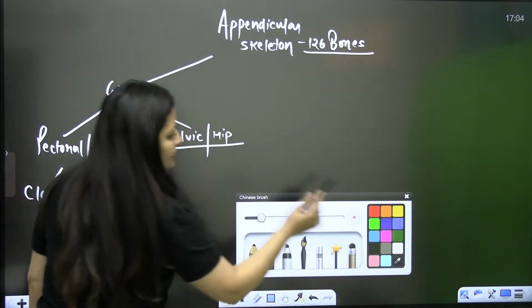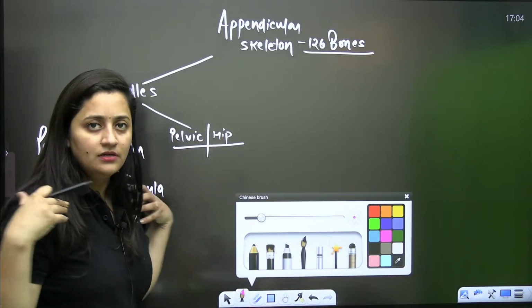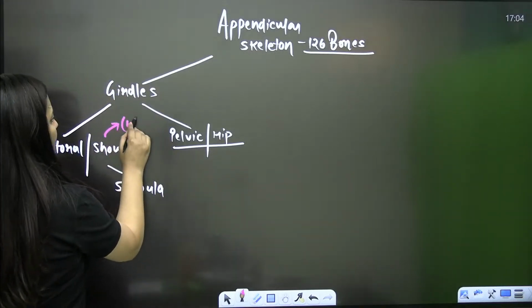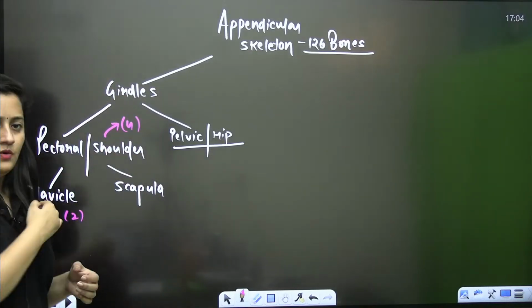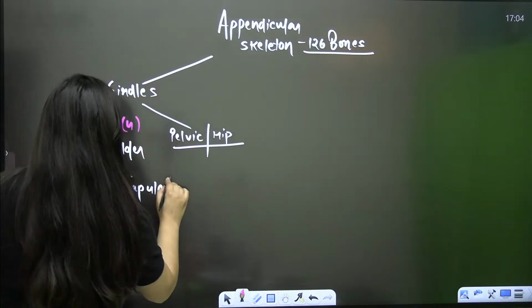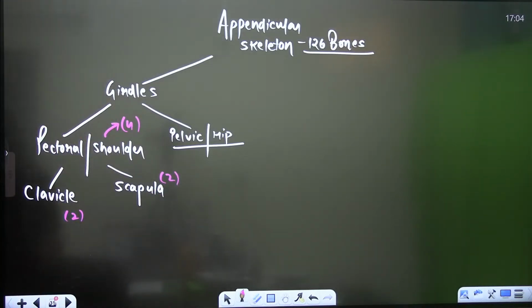Now we have two pectoral girdles, so total 4 bones are there. 2 clavicles, one clavicle here, another clavicle here, and 2 scapulae. Just a minute.